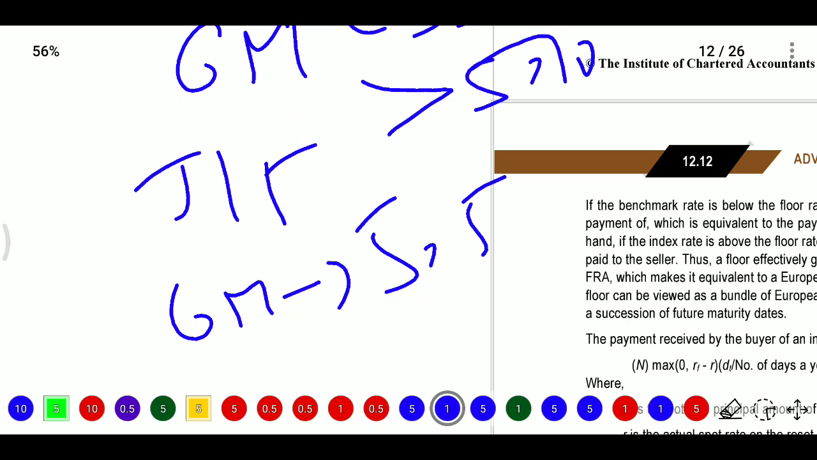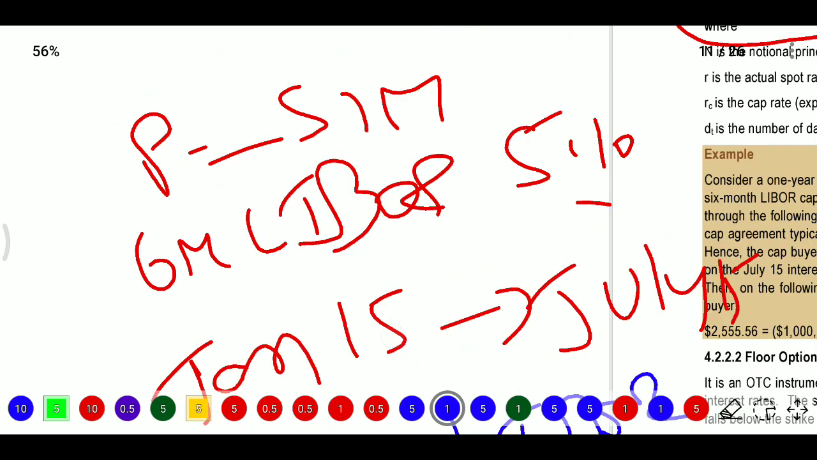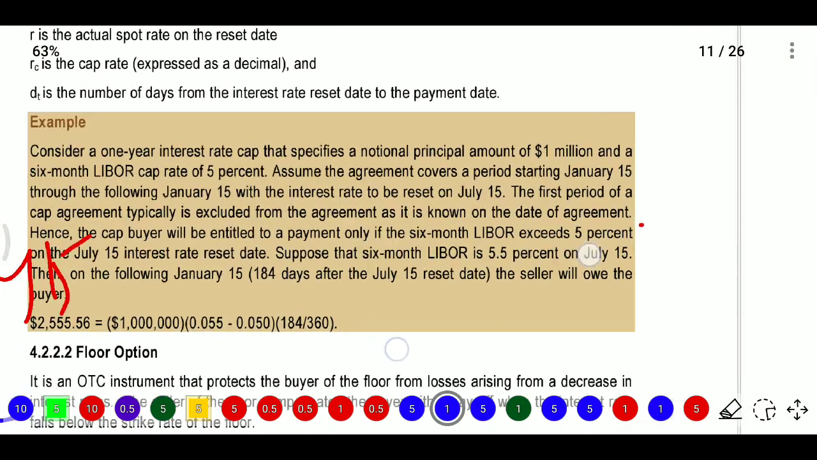So 5.5 minus 5, into the notional amount. What is the notional amount? The notional amount we have taken is 1 million. So 1 million into the difference, whatever the difference is between the actual spot rate and the cap rate, into 184 divided by 360 days will be considered for the interest rate cap.